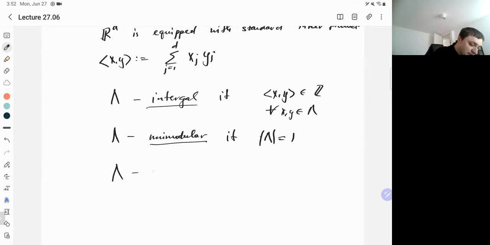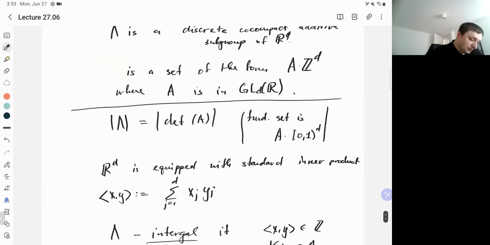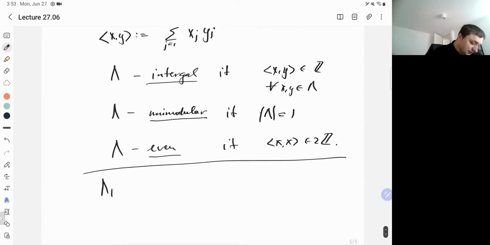And then lambda is called even. And this is a kind of a stranger notion, if all norms of vectors in lambda are even integers. Okay. And so the Leech lattice, lambda, and the E8 lattice are even integral. Well, you don't have to say that, in fact, even implies integral, which is a small exercise if you want. Even and unimodular lattices.